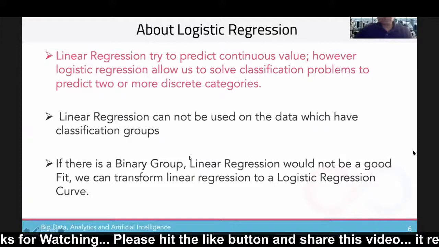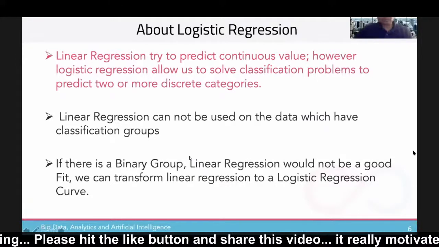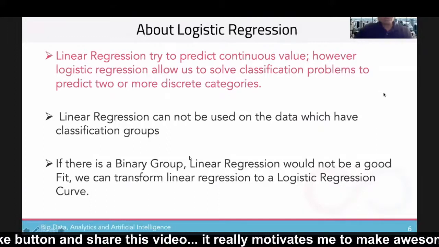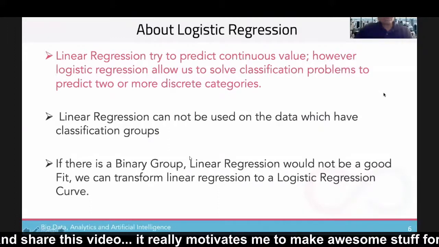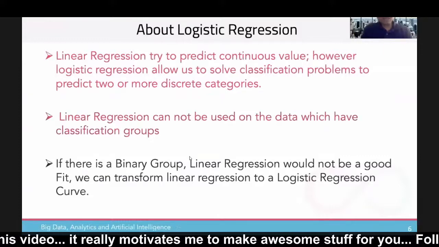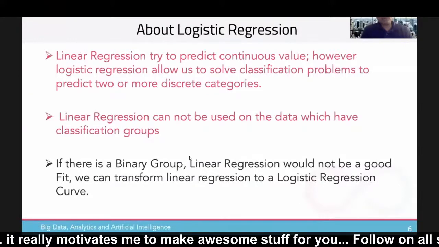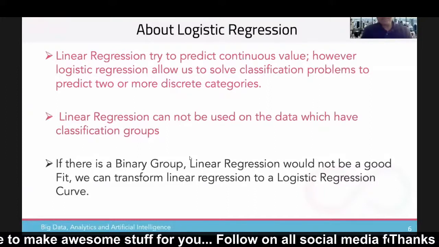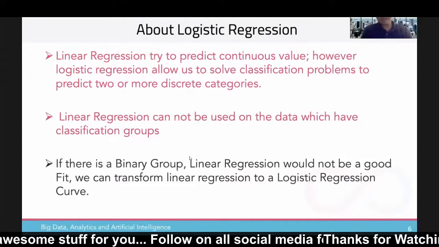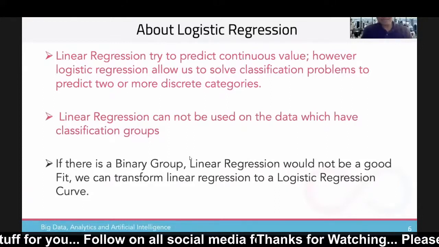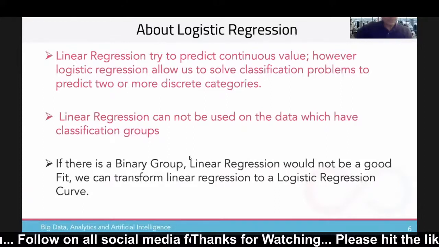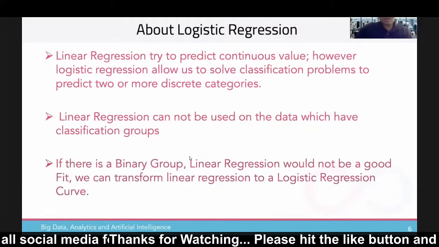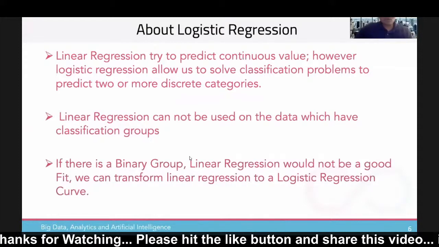Now, linear regression cannot be used on data which has classification groups. If linear regression is used to predict a continuous value on a continuous scale, then it will not work well when the data is divided into classification groups. So if there is a binary group, linear regression would not be a good fit. You can transform linear regression to a logistic regression curve.